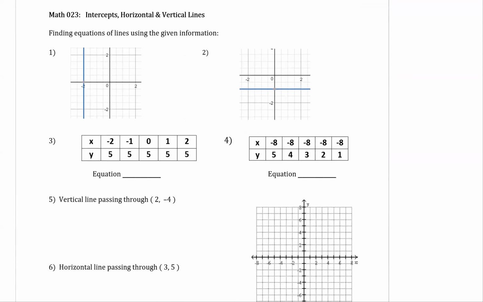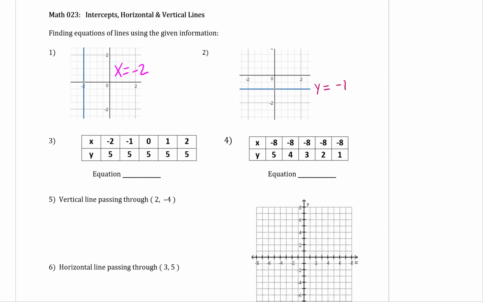Number 1, find the equation of the line using the given information. Number 1, this is a vertical line going through x equals -2. So the equation of this line is x equals -2. Number 2, this is a horizontal line going through -1. So this is y equals -1.